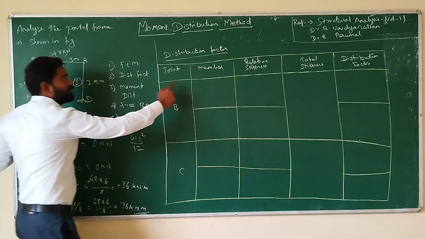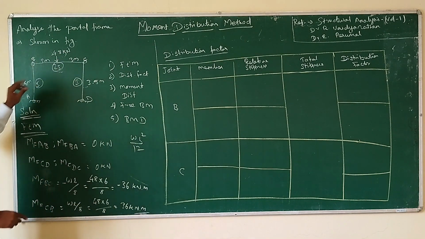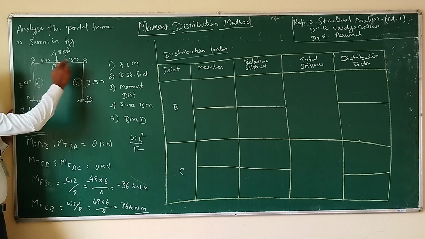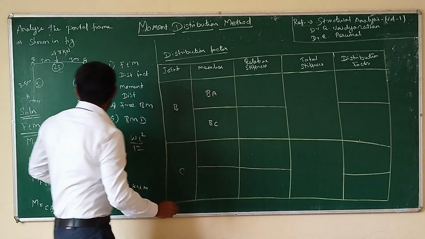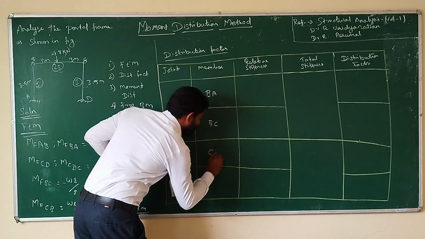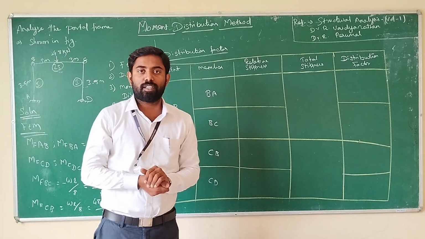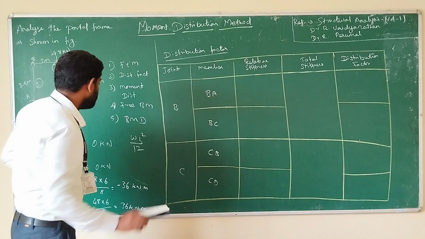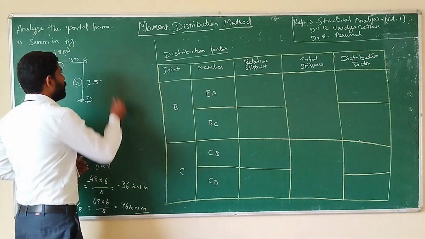Next, for the members, I take the associated members at each joint. For joint B, that is BA and BC, and in the same way for joint C, it is CB and CD. The next item is the relative stiffness. For relative stiffness, we have 2 formulas: one for a far end fixed and one for a far end hinged.